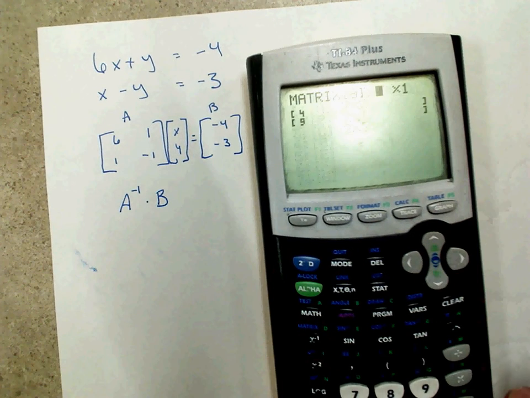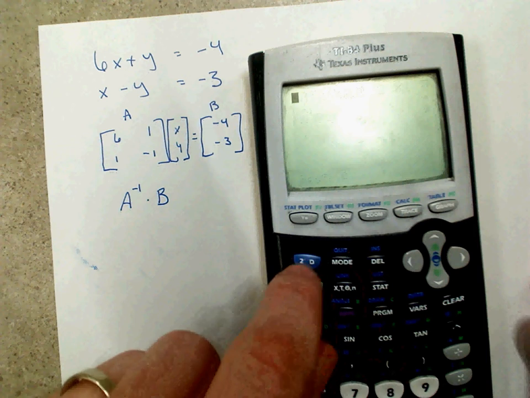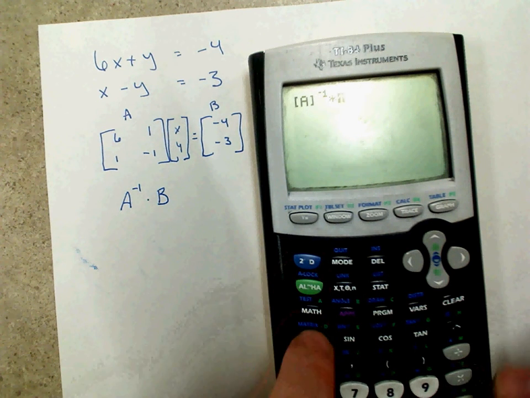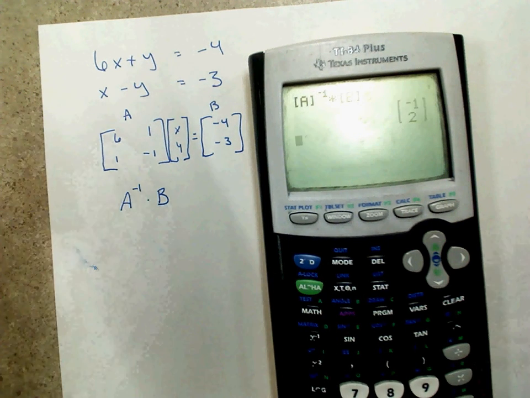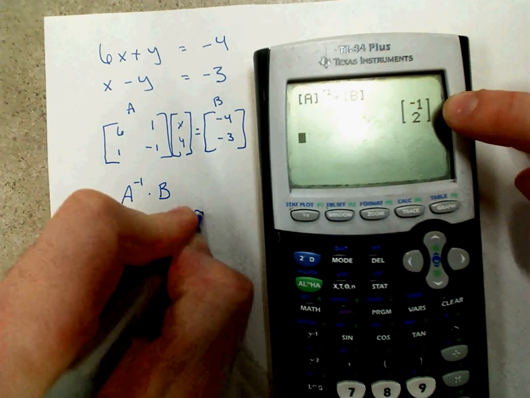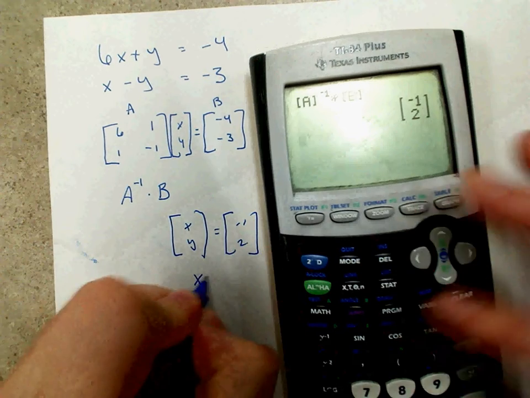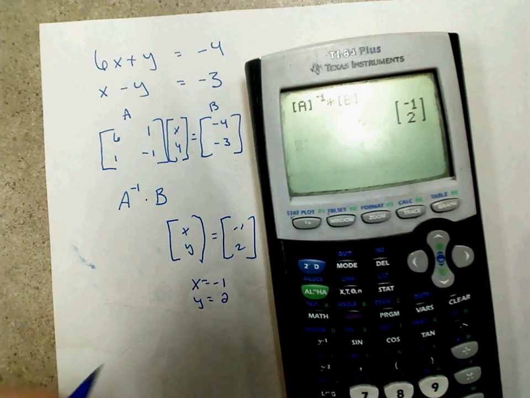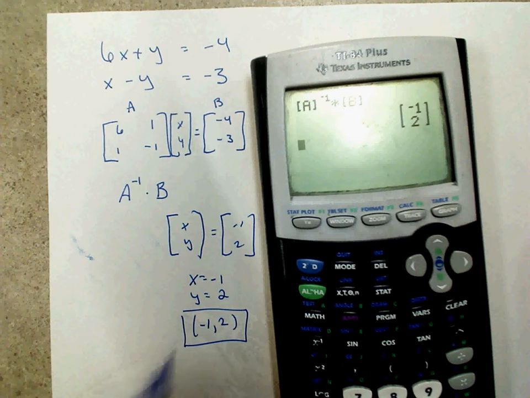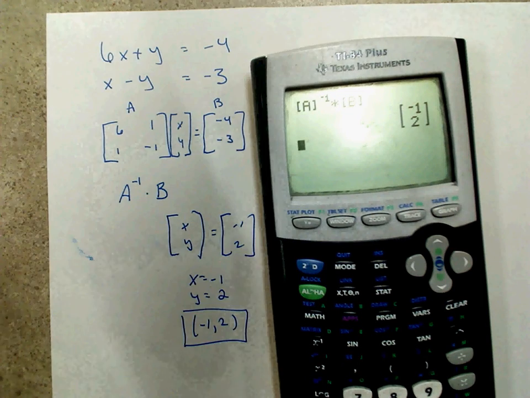There's matrix B. So if I tell my calculator matrix A's inverse times matrix B, it'll tell me -1 and 2, which means that x and y are equal to -1 and 2, or x is equal to -1, y is equal to 2. You could also write it as a coordinate like that. That's your answer. Okay. So as far as the homework goes, how many problems do you have on there?